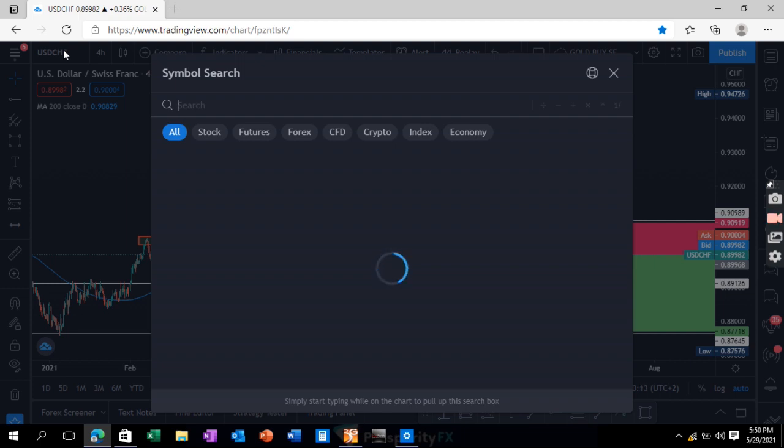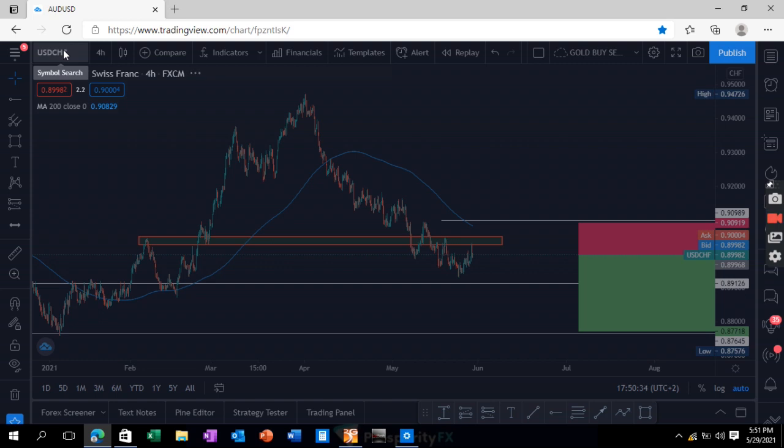All right. So let's look at the other one. Let's look at AUD USD. What is happening? Let's see what's happening on Aussie USD. Let's look at this AUD USD. What is happening here? Let's see if we can find any trading opportunities here.